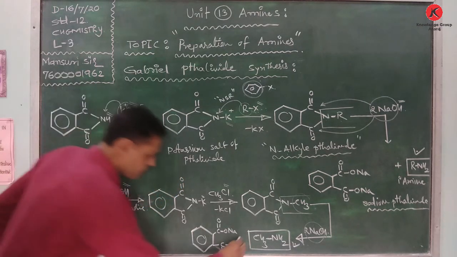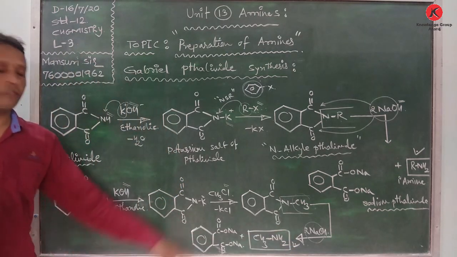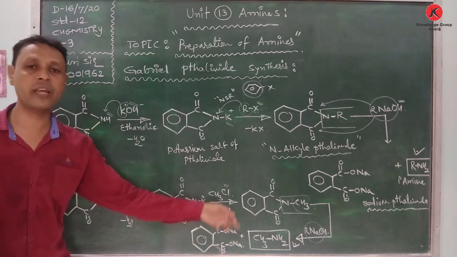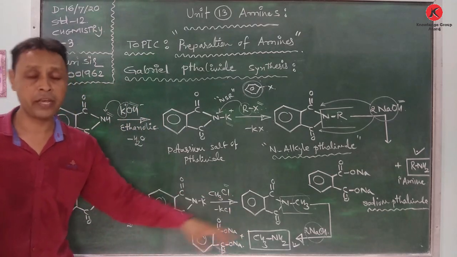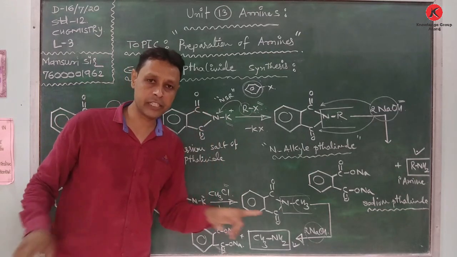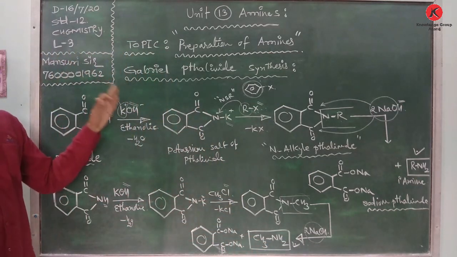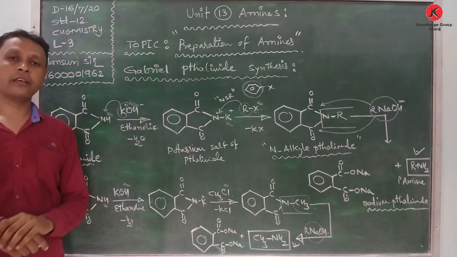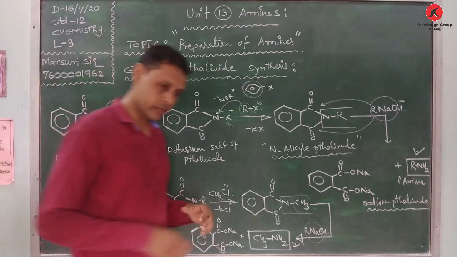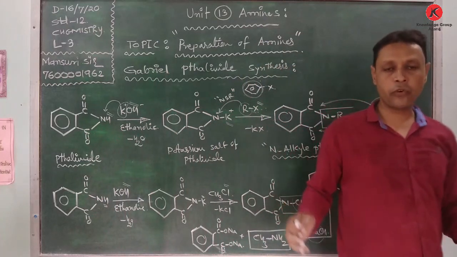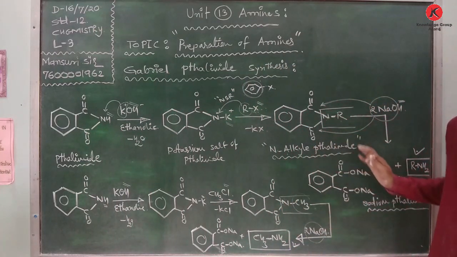So we can say that by this reaction we can obtain methanamine as well as ethanamine as well as propanamine, but aniline does not form by this reaction. So we can say that Gabriel phthalimide synthesis can take place for methanamine and ethanamine. Okay.